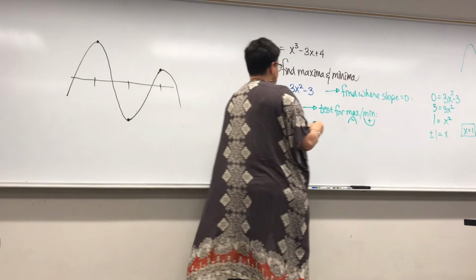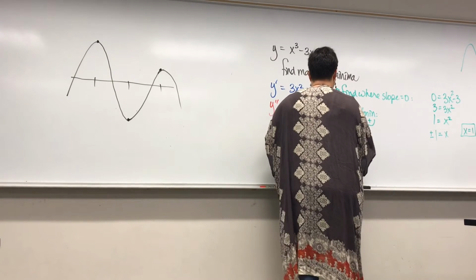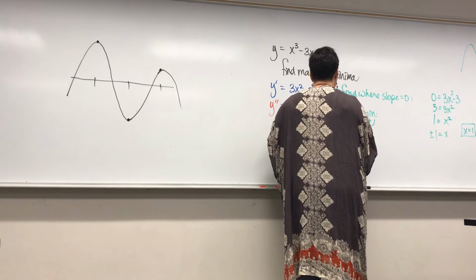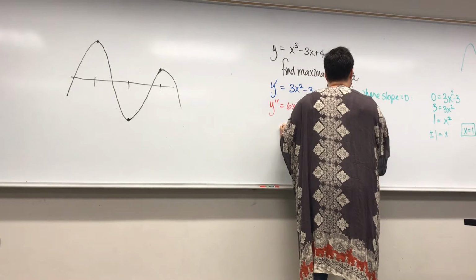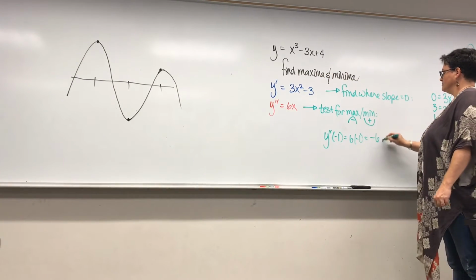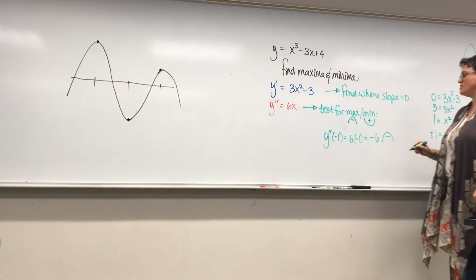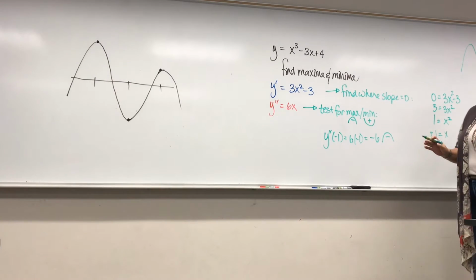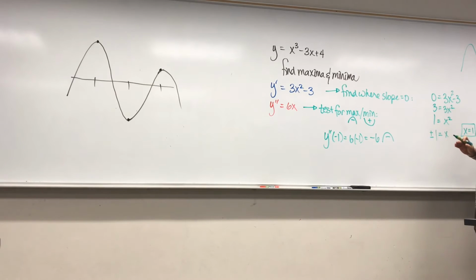Okay, groovy. So let's test negative 1 first. y double prime of negative 1 is 6 times negative 1. What's the sign of my answer? Negative. That's a sad face. So x equals negative 1 is a max or a min?